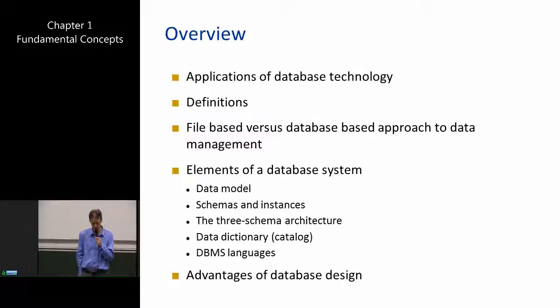to data management. Then we're going to discuss the elements of a database system. Those elements are a data model, schemes and instances, the three-schema architecture. We're going to talk about the crucial role of a data dictionary or a catalog, and we're going to discuss some DBMS languages. We're going to briefly touch upon SQL, which is a very important database language that we're going to discuss very extensively later on. We're going to conclude the chapter by discussing some of the advantages of database design.